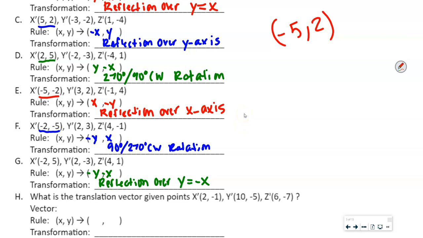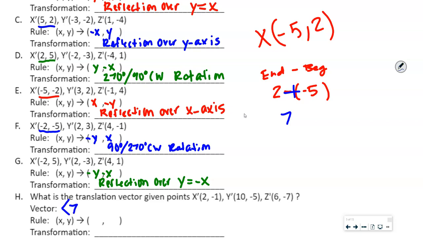Okay, so then it says, what's the translation vector given the point x? So this was our original x up here. When it becomes x prime, what happened to it? So what we want to do is take the ending point and subtract from it our beginning point. So we're going to take our end point and subtract from it the beginning point. These are just our x values. When we subtract the negative, it becomes positive, right? So that would be 7. So our vector is going to be a positive 7.